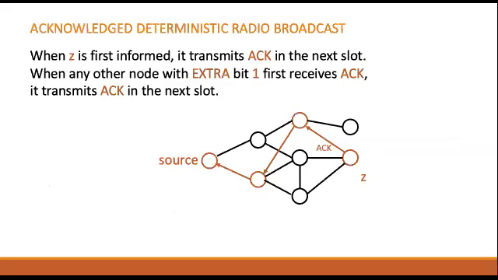The first part of the transmission protocol is the same as the dominating set mechanism or the level dominating mechanism. When the node Z first receives the source message, it transmits an acknowledgement in the next slot. It is the only node with join bit 0 and extra bit 1. When a node with join bit 1 and extra bit 1 first receives an acknowledgement, it forwards that acknowledgement in the next slot. The acknowledgement travels along the chosen path, one node per slot without conflicts, until it reaches the source.